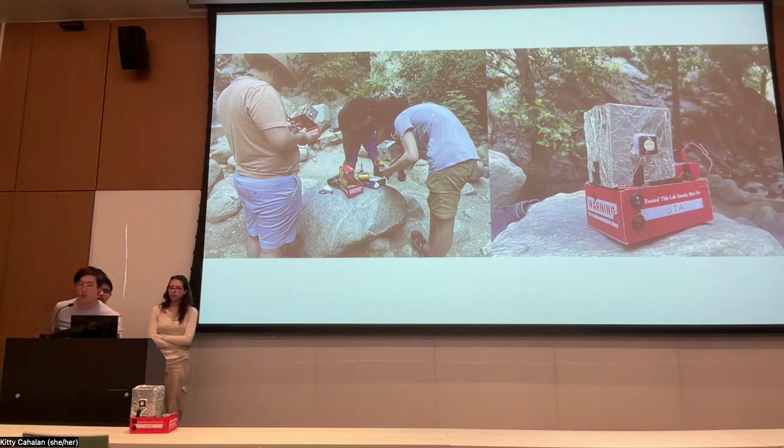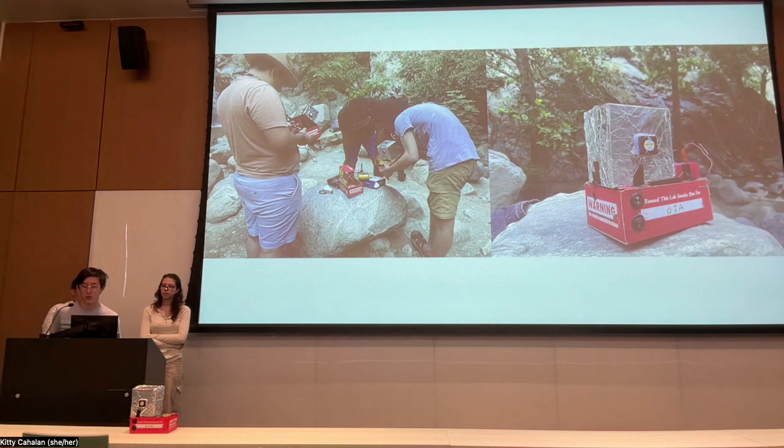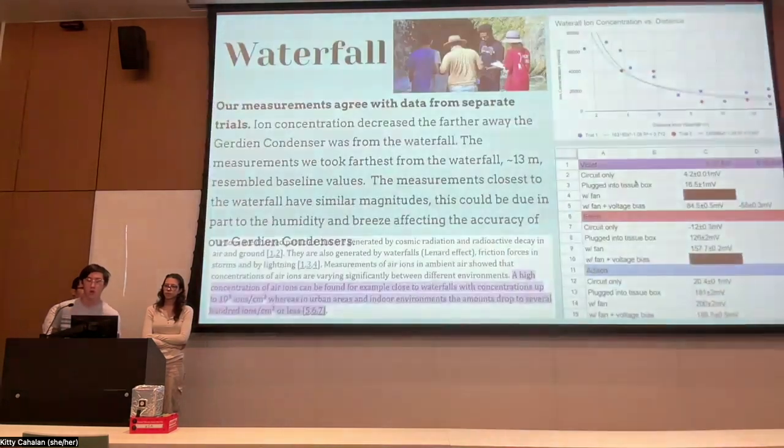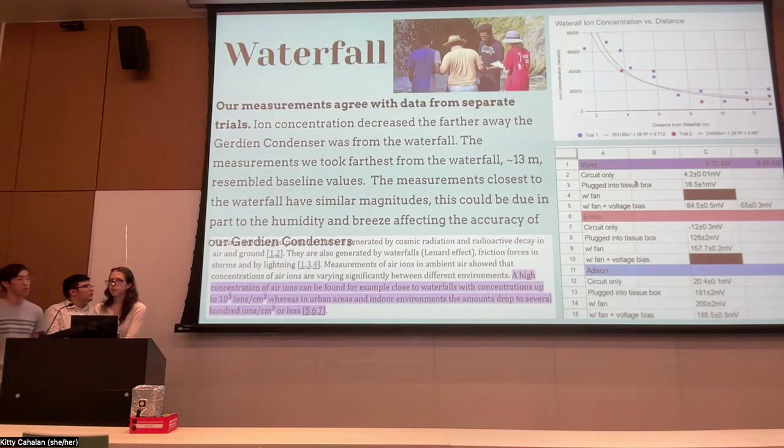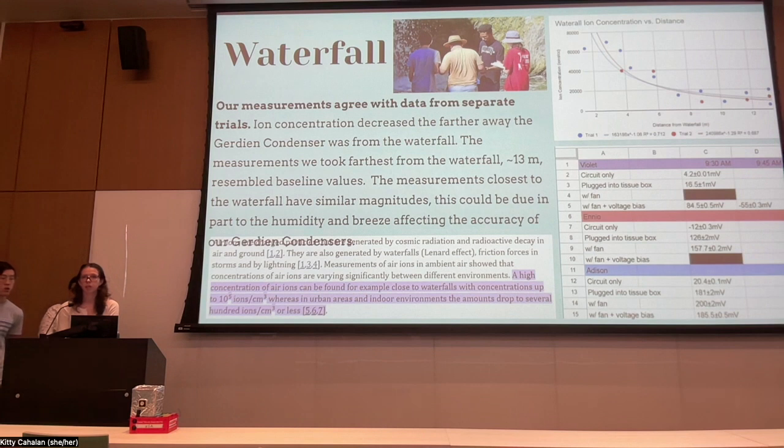Okay, so these are some images of the Gerdien condenser, and the tinfoil box on top is where the tubes live. It's shielded to avoid EM interference, and the fan is there to provide that constant airflow. So the main thing that we measured with our Gerdien condensers was the Lenard effect at a waterfall, which is water molecules hitting each other so hard that they release electrons.